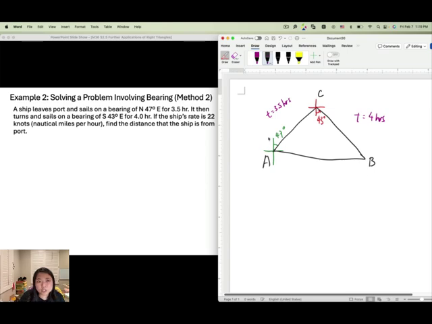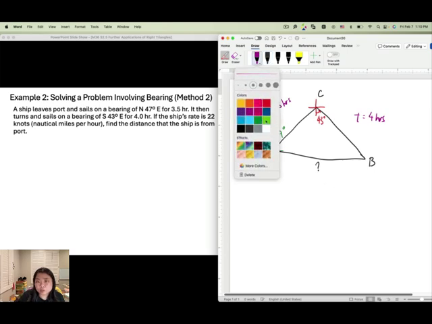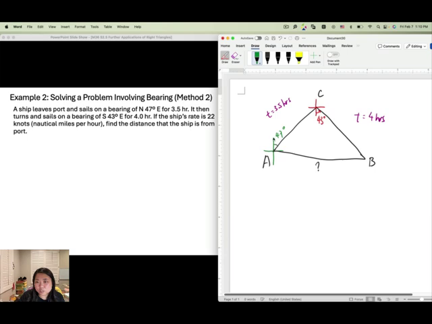If the ship's speed is 22 knots, nautical miles per hour, find the distance that the ship is from the port. So this is what we're looking for here. They say the speed is going to be 22 knots. First, figure out the angle here. This is a 47. Let me extend the line here, and we call this the D. So 47 degrees, this one is also 47 degrees.